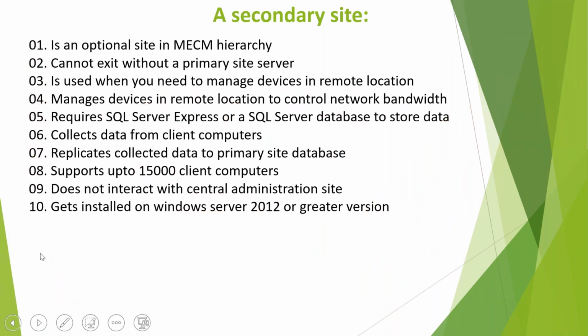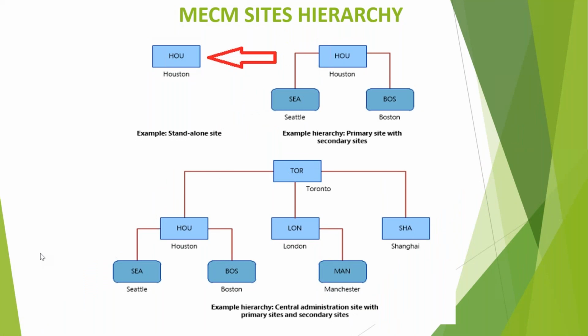So the hierarchy is like this. If you have one single location, no other location, then it is called a small size company. So in a small size company, we just have one location. So let's say 50,000 devices are in Houston. One primary site is going to manage all these 50,000 devices.